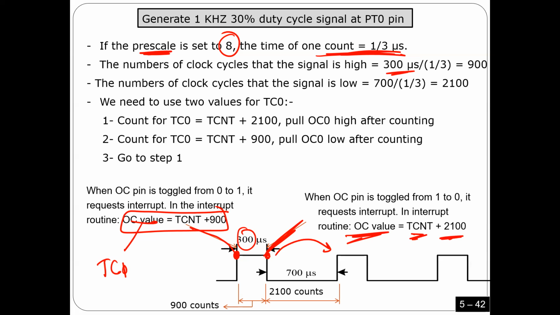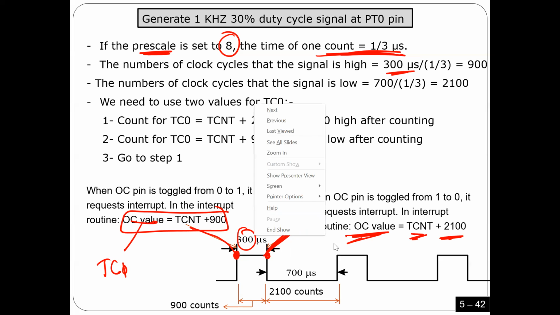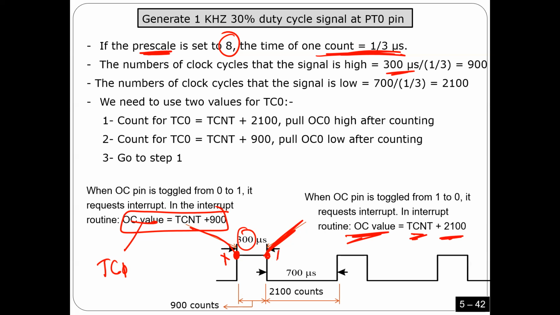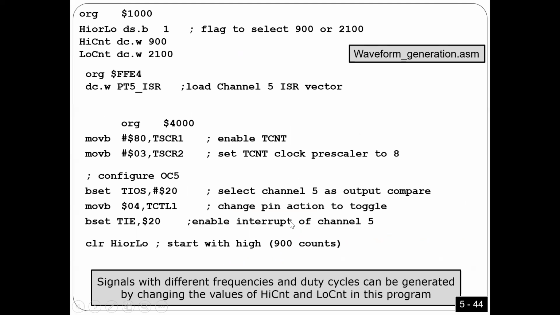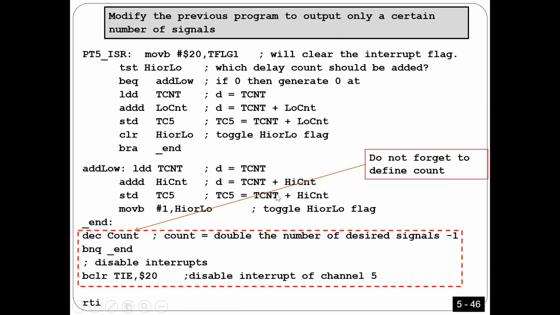So the question is, how can I know if I am here or I am here? Simply, similar to what we did in several parts in this course, you are going to use a variable. This variable is going to have two values, right? High and low. One value for high, and the other one for low. So I'm going to choose a program here.